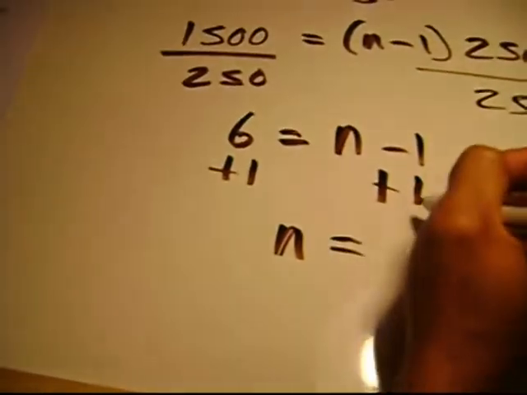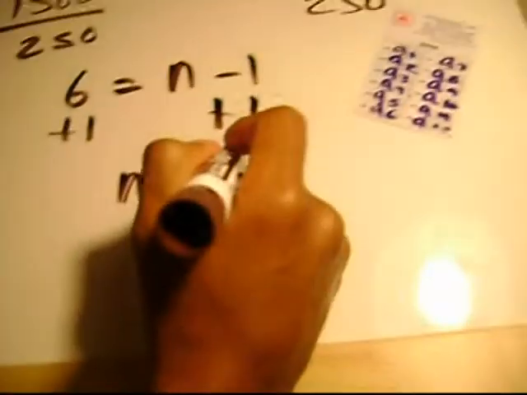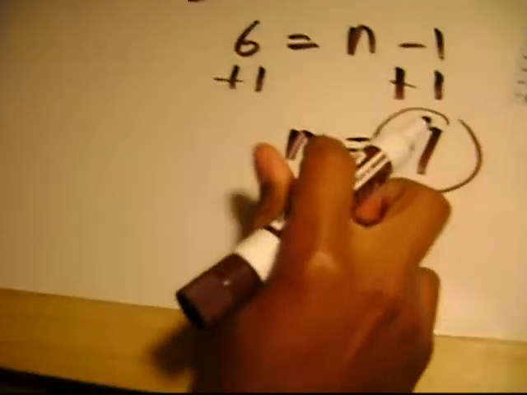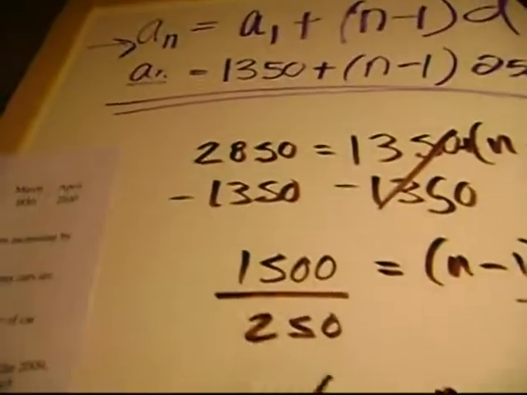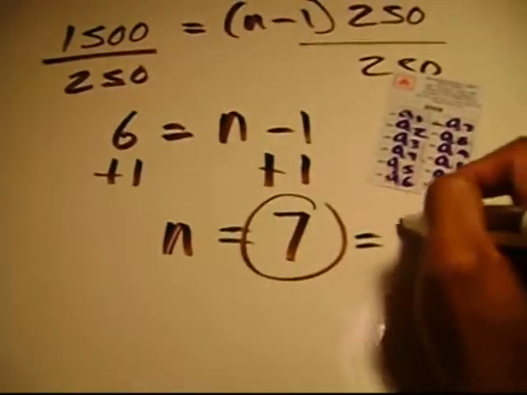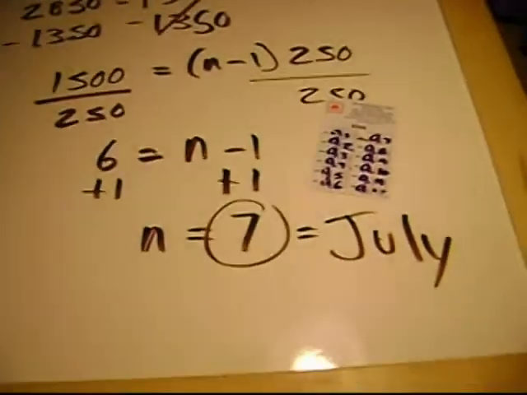N equals 7. Now we have to go back to our months. If we look back, we see that July is A7. So you sold 2,850 cars in July because 7 equals July, the 7th month of the year. And you're done.